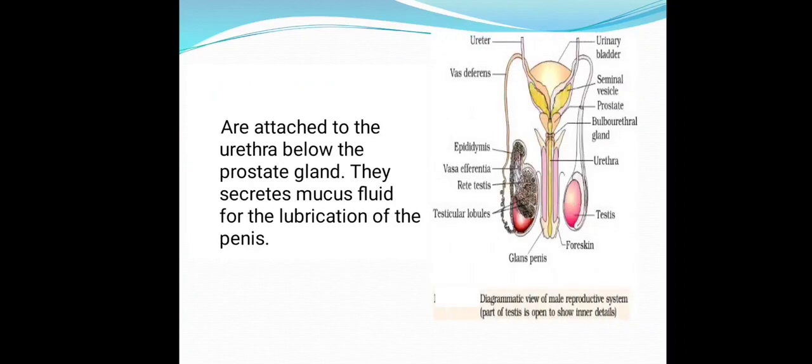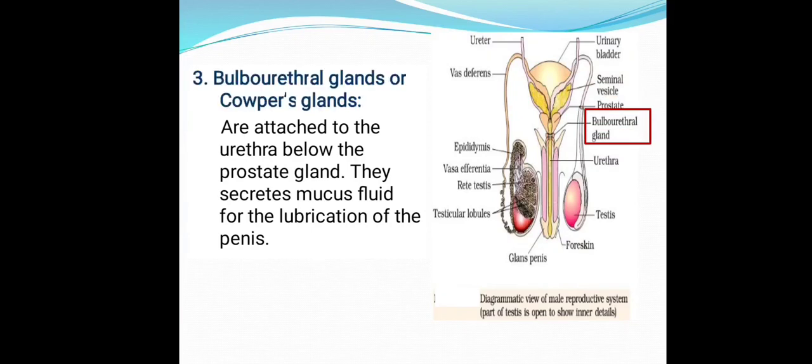And the third one is the bulbourethral glands. These are present in pairs and are also called Cowper's glands. You can see here they are attached to the urethra, below the prostate gland. They secrete mucus fluid for the lubrication of the penis.